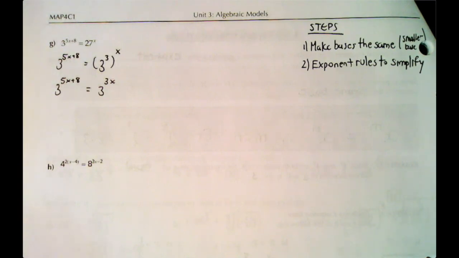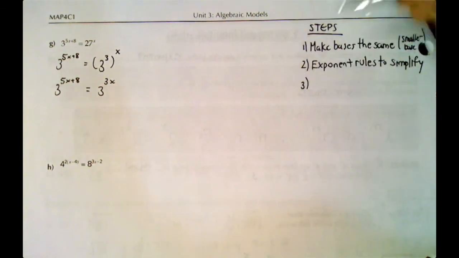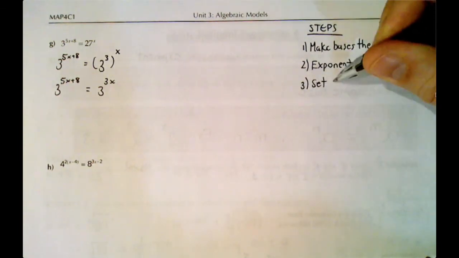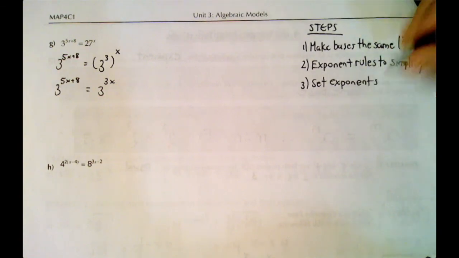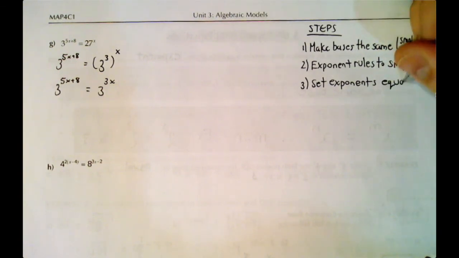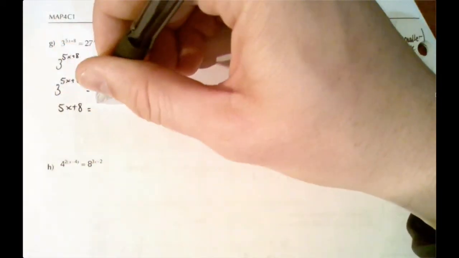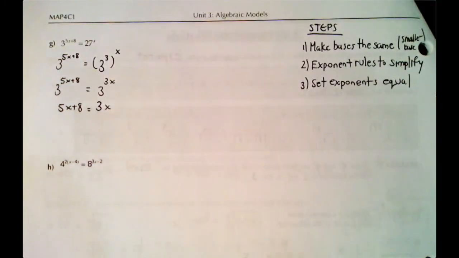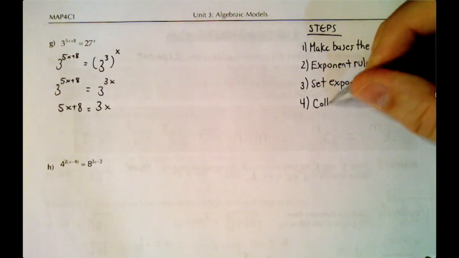Step 3, after you've used the exponent rules to simplify, you can set exponents equal. So our exponents are 5x plus 8 and 3x. Step 4, collect like terms.